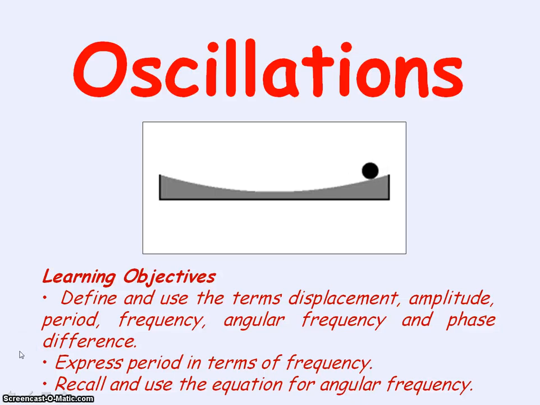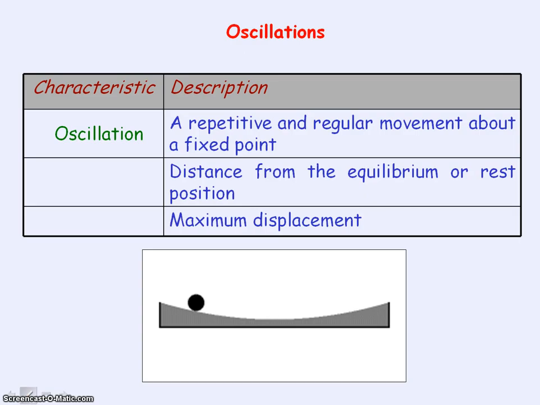This is an introduction to oscillations. An oscillation is a repetitive and regular movement about a fixed point, and that fixed point is referred to as the equilibrium position or the rest position when the object is at rest. The repetitive and regular movement is a to and fro motion about that fixed point.